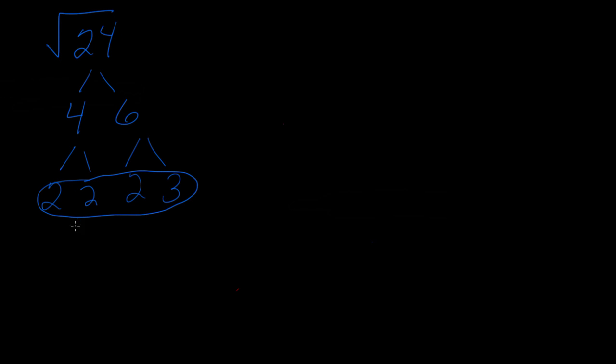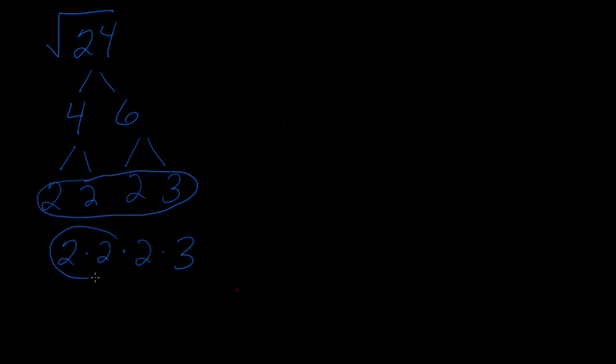So this time I'm going to give you the square root of 24. All right? Two numbers that multiply to get 24: 4 and 6. You could also use 8 and 3, or 2 and 12. It doesn't matter what two numbers you use as long as they multiply to get the radicand. But you've got to keep breaking them down till you can't break them down any longer. So we have 2 times 2 times 2 times 3.